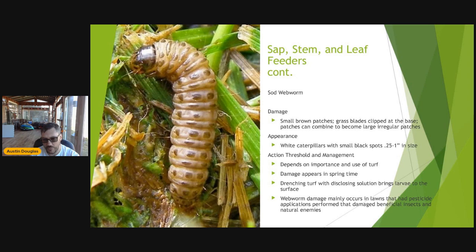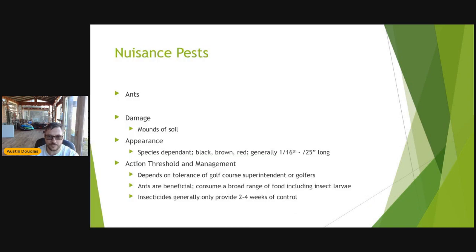The webworm damage mainly occurs in lawns that had pesticide applications performed that damaged beneficial insects and natural enemies. So we have to be really cautious with our pesticide applications because we could actually be causing secondary pests that are much worse than the original. Again, because they're a caterpillar, Bacillus thuringiensis is a very good product to use if you have them. But as far as getting down into the grubs underground, you're not going to be able to do that. You have to attack them in a caterpillar stage.